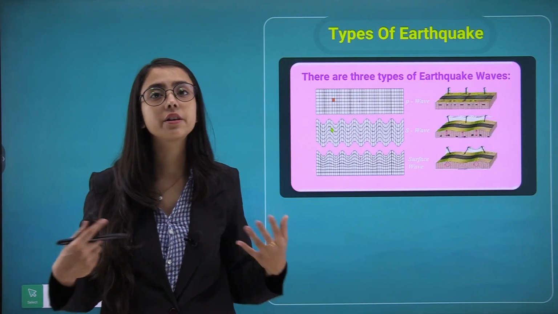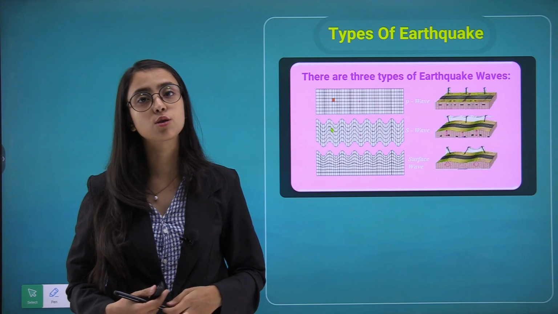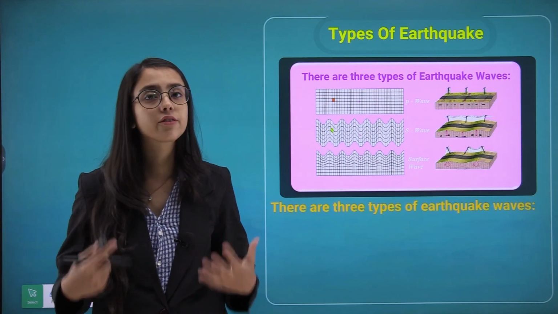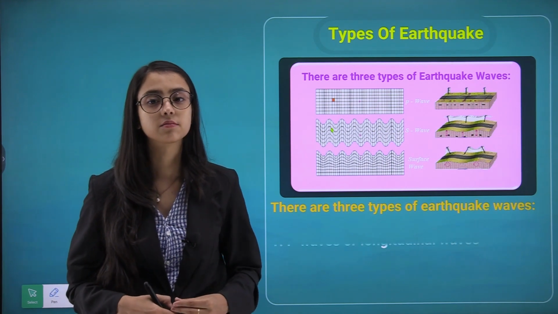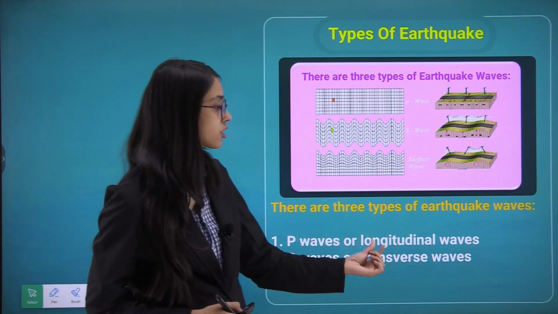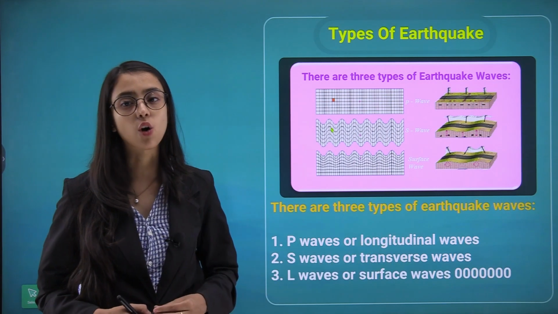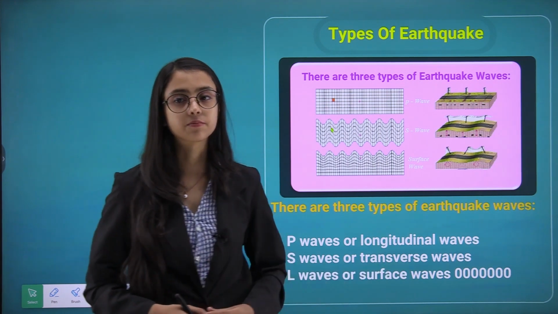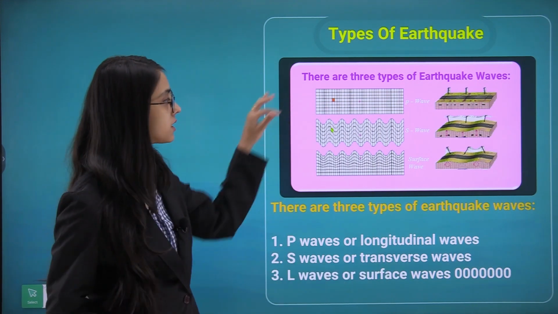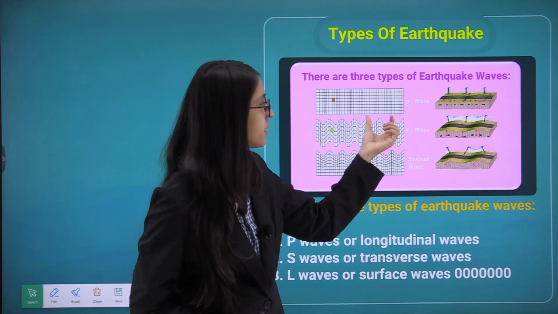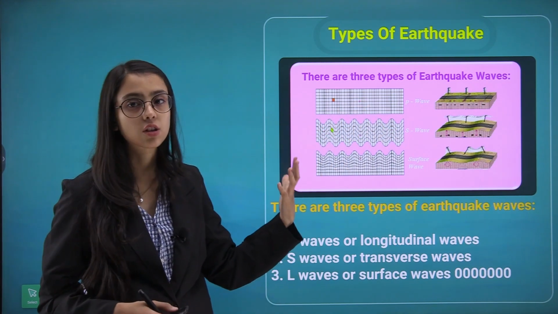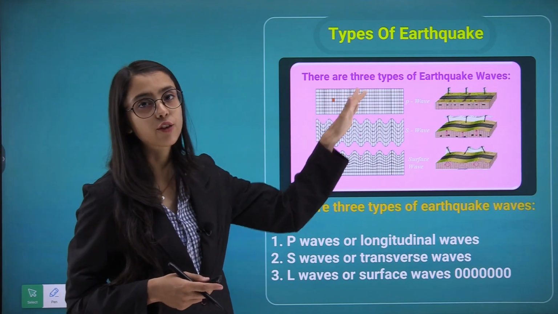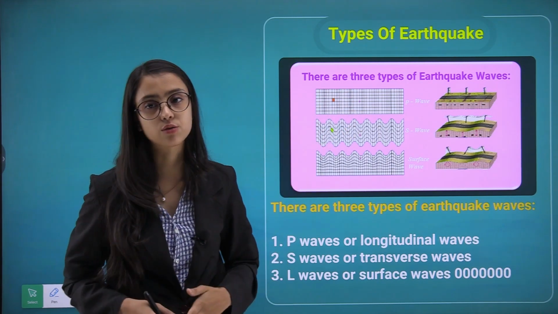So, now what are the different types of earthquake? Earthquakes are also of 3 different types: P waves or longitudinal waves, S waves or transverse waves, and L waves or surface waves. As you see in the image, the P waves form a P-like structure and these longitudinal waves move in lines from one another. That is why they are known as longitudinal waves.